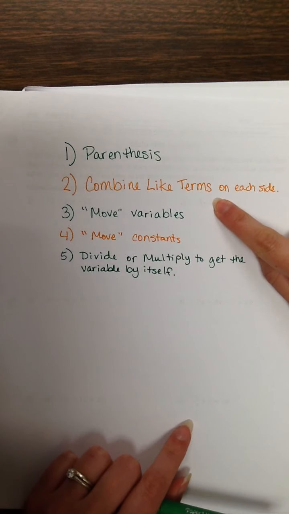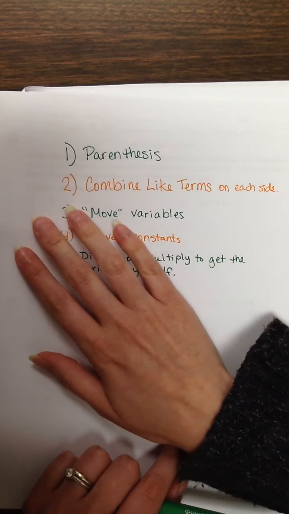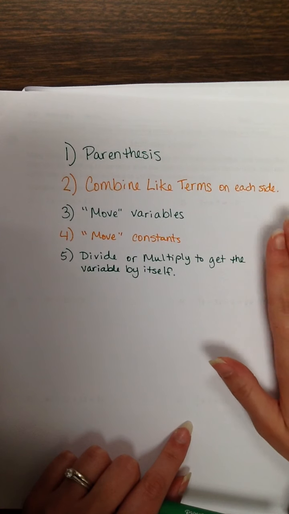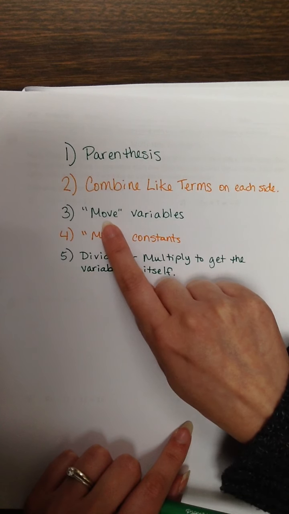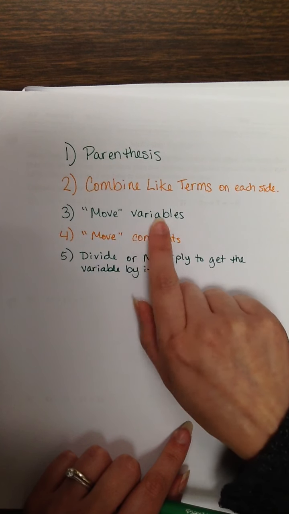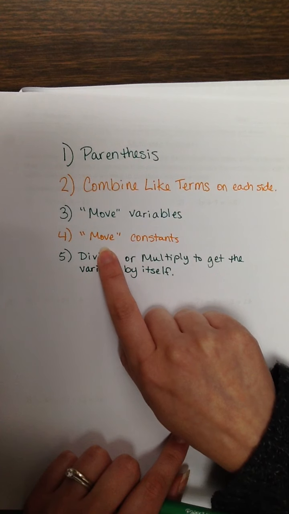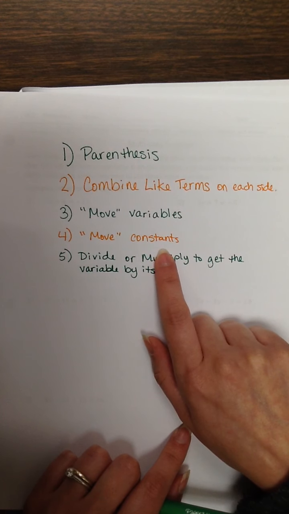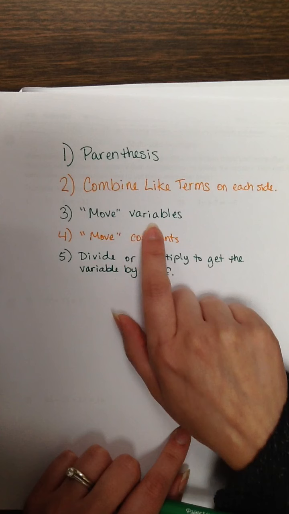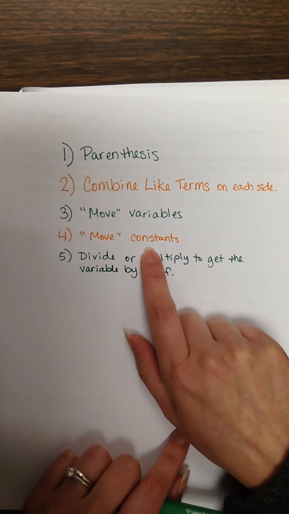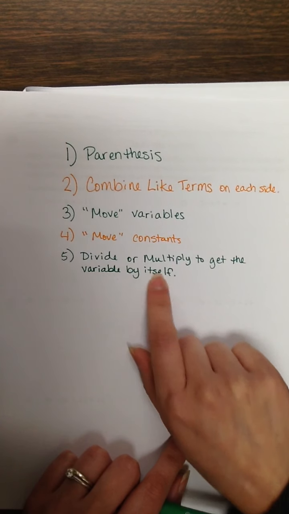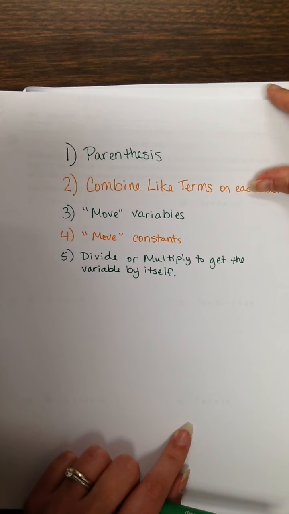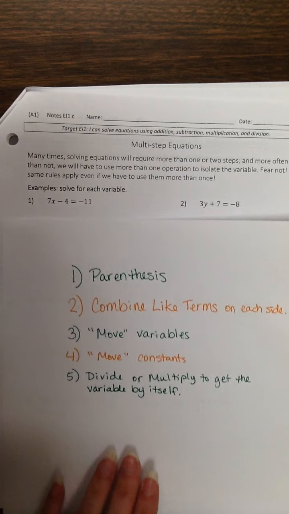Next, we're going to combine like terms on each side. So combine like terms on the left side of our equation, combine like terms on the right side. Then we are going to move our variables to one side, and then we're going to move our constants to the other side. Whatever side we move our variables to, we are going to move our constants to the opposite side. And then we're going to either divide or multiply to get the variable by itself.